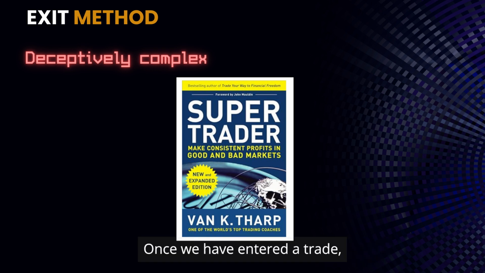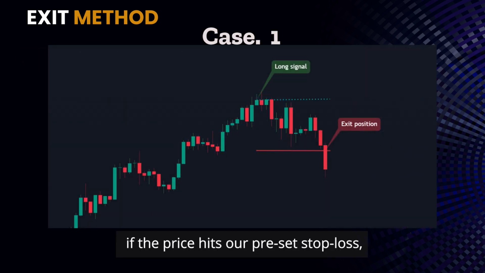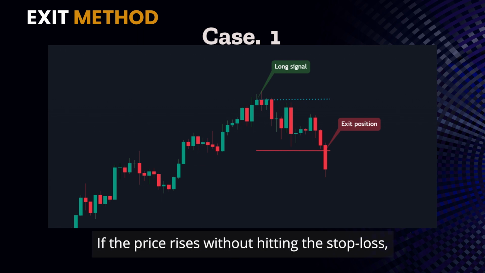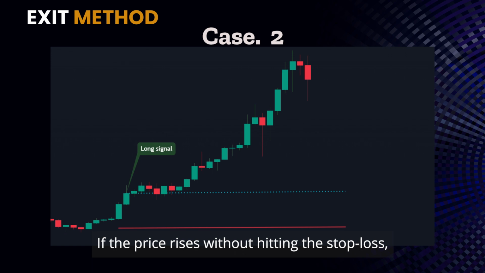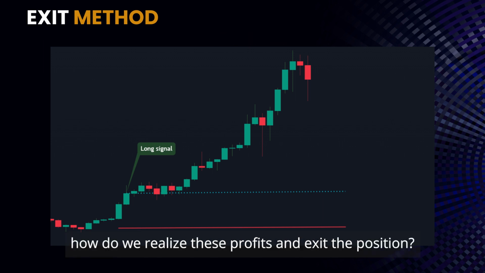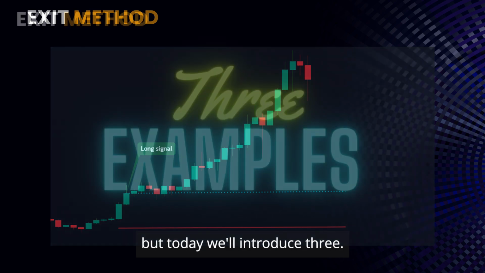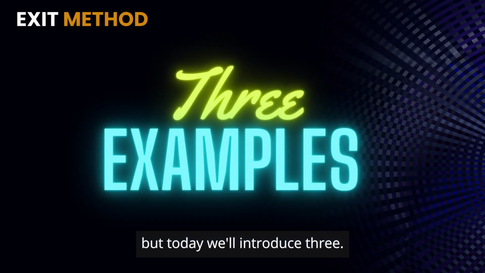Once we have entered the trade, here's what happens next. If the price hits our preset stop loss, the position will automatically close. But if the price rises without hitting a stop loss, we are in a profitable position. How do we realize this profit and exit the position? There are several exit strategies, but today we'll introduce 3.